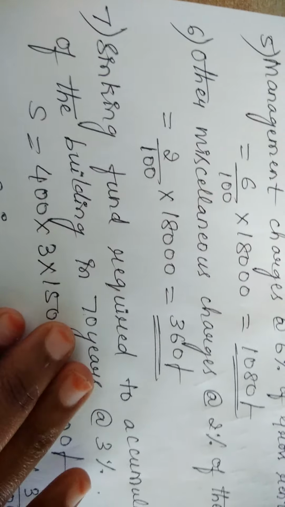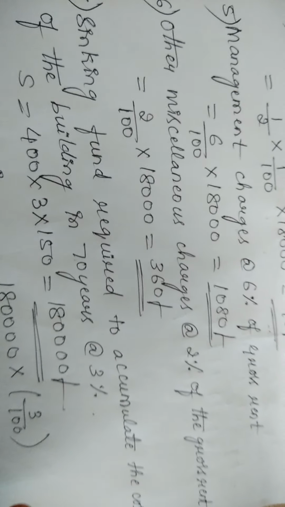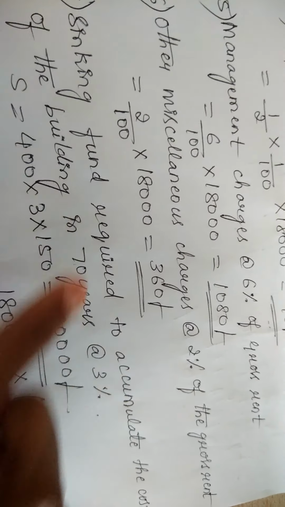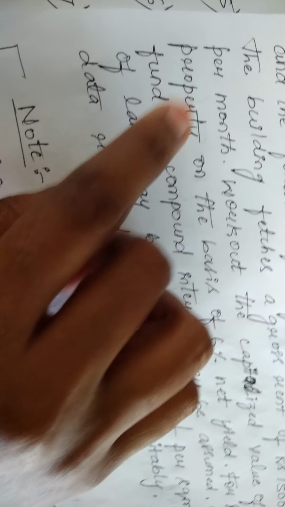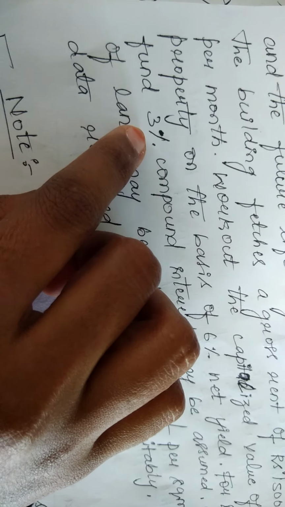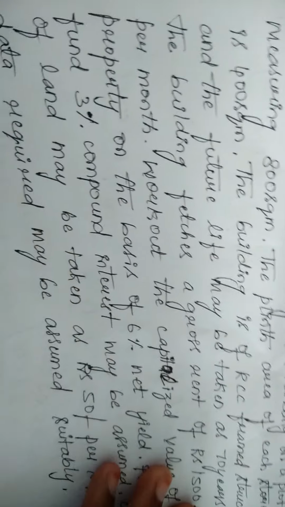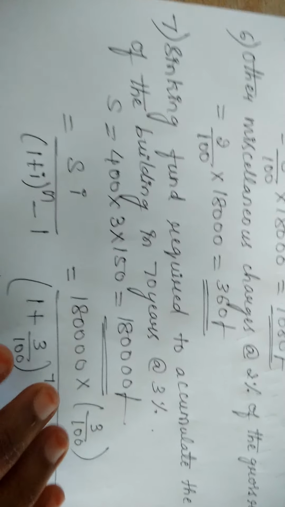Then moving to the next item of work, the sinking fund, which is required to accumulate the cost of the building in 70 years. This is given in the question, and the rate of interest for the sinking fund is given as 3%, and the number of future years has to be considered as 70 years. So these two data have to be extracted from the question. Now let us find the value of the sinking fund.